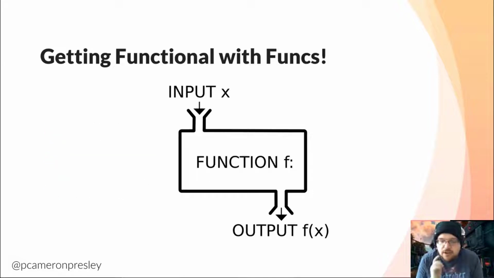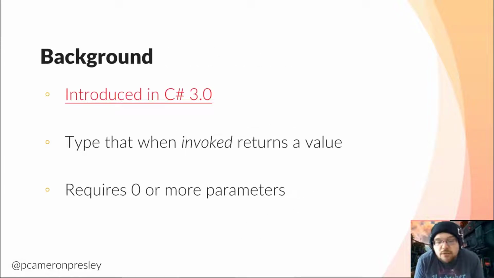So let's start with Funcs. Funcs are really what they sound like. They're functions. They've been around for quite a while, since C# 3.0. They are a type that you have to invoke, and when they're invoked, they return a value. So this isn't like a string, where a string is a string. You actually have to do something extra to be able to do anything with it.